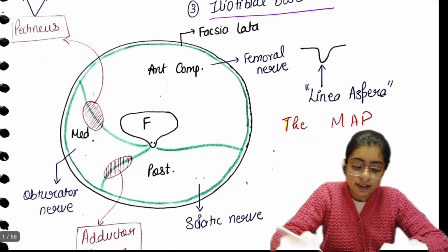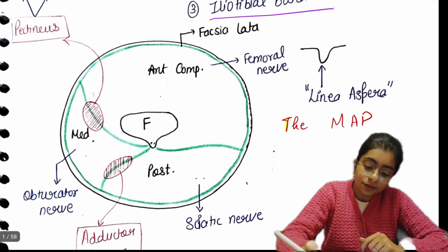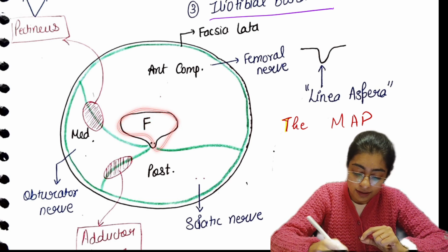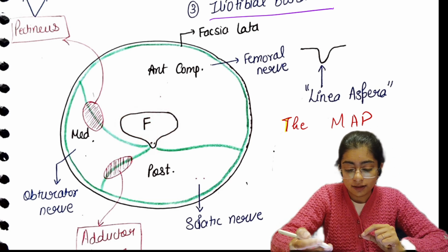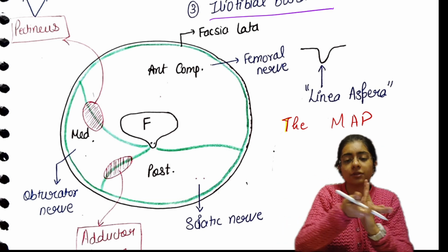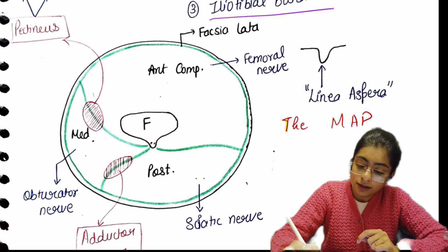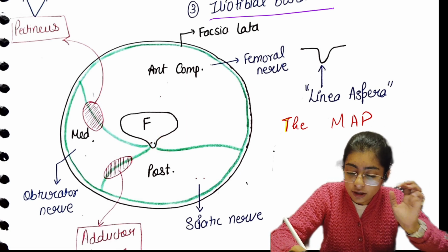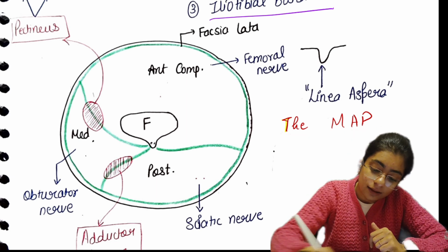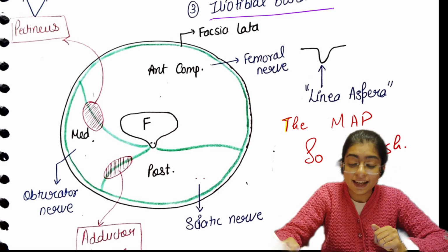So here I have a diagram. This is a very helpful diagram to remember a lot of things. First of all, this is the femur. I hope you know, right? This is a section like this, a kind of coronal section. So this is the linea aspera. And here there is a very small mnemonic, if you tend to forget: the map so foolish. You can make a better one as well.